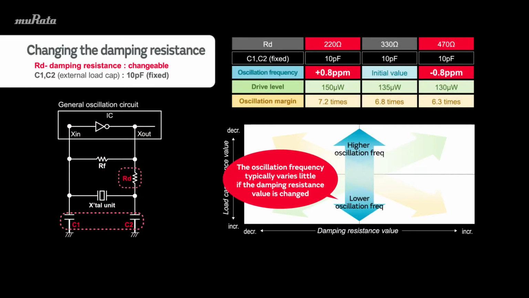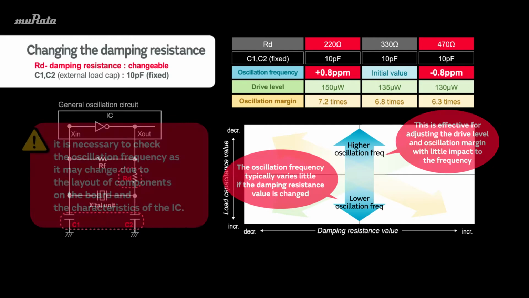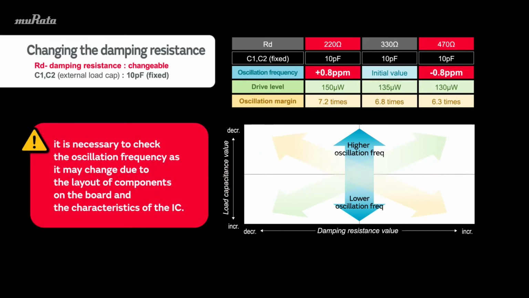The oscillation frequency typically varies little if the damping resistance value is changed. This is effective for adjusting the drive level and oscillation margin with little impact to the frequency. However, it is necessary to check the oscillation frequency as it may change due to the layout of components on the board and the characteristics of the IC.